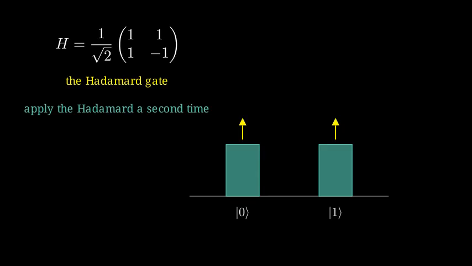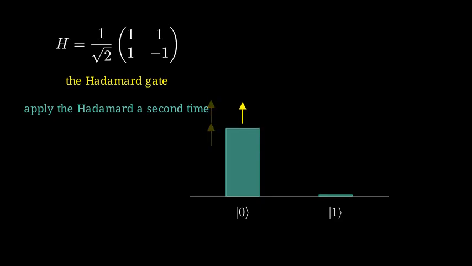Apply the Hadamard a second time, and let us follow each column. Look at the 1 column. It collects 2 contributions, and their arrows point opposite ways, so they cancel, and that bar drops all the way to nothing. Now look at the 0 column. Its 2 contributions point the same way, so they add, and that bar grows back to full height. The superposition has interfered with itself and snapped back to a clean, definite 0.